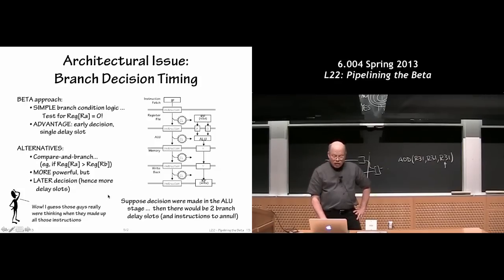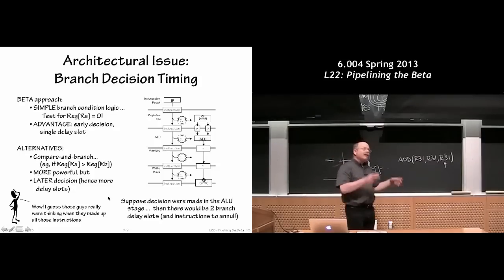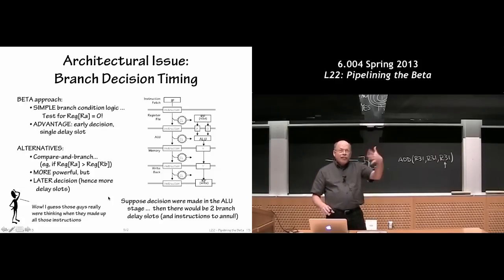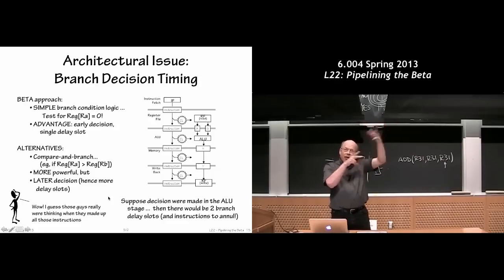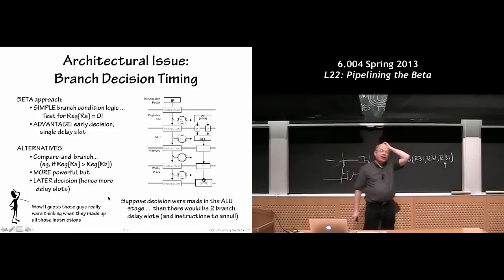So this notion of a branch delay slot and throwing it away starts getting more and more expensive. The later the branch decision gets made, the more instructions that follow the branch are in the pipeline and have to be flushed or thrown away or annulled, if the branch changes the order of execution.